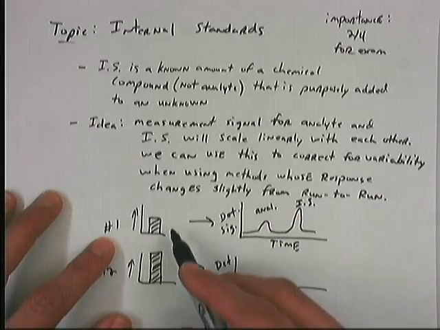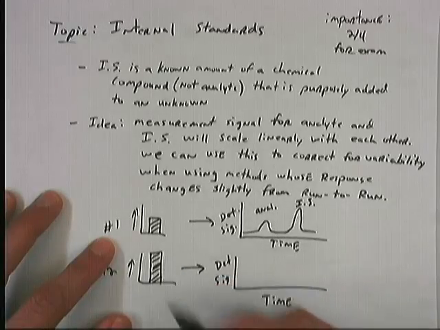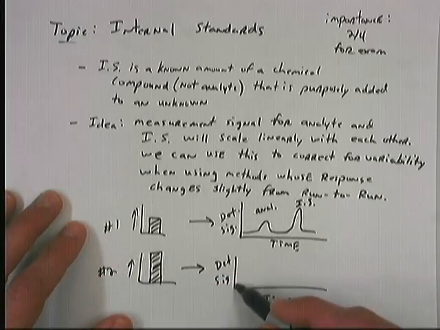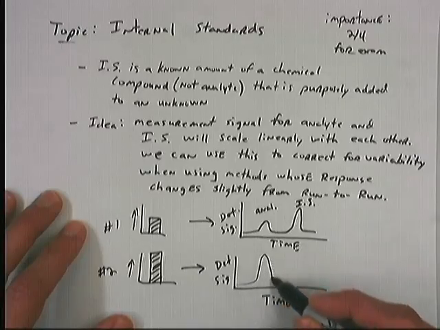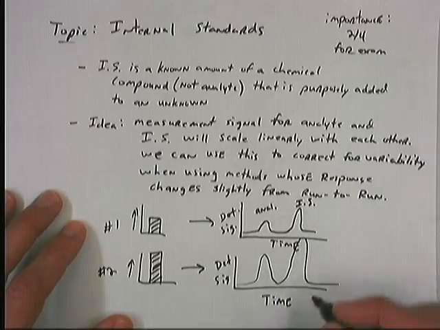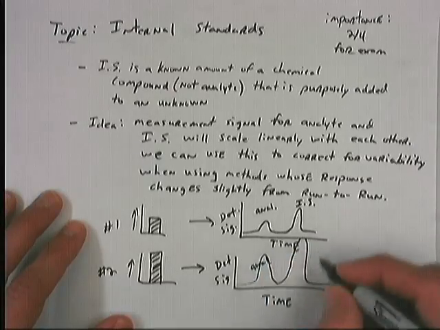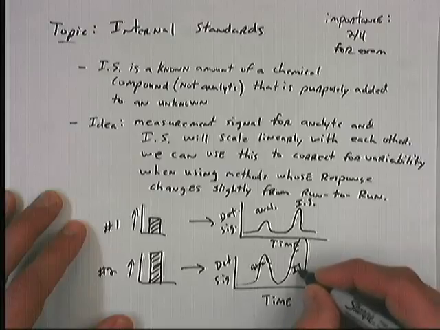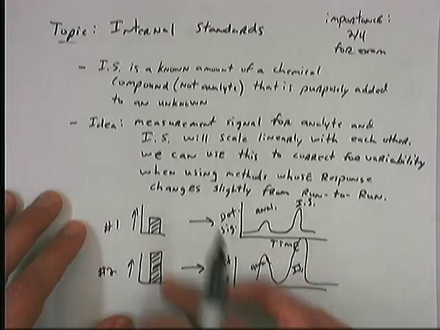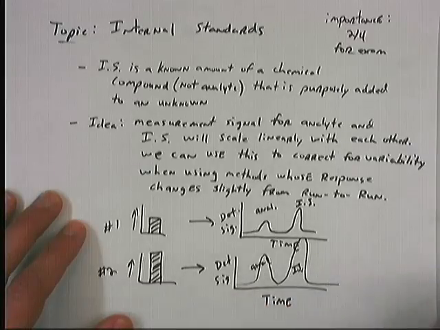But if you compare run one with run two, what will happen is because you injected more sample in run two, you're going to get bigger peaks. Okay, I'll overlap that one just to emphasize this. Now, this is still the analyte, and this is still the internal standard. In fact, you're injecting the same sample in run one and run two, the identical samples. You just injected more in run two, so the peaks get bigger, okay?